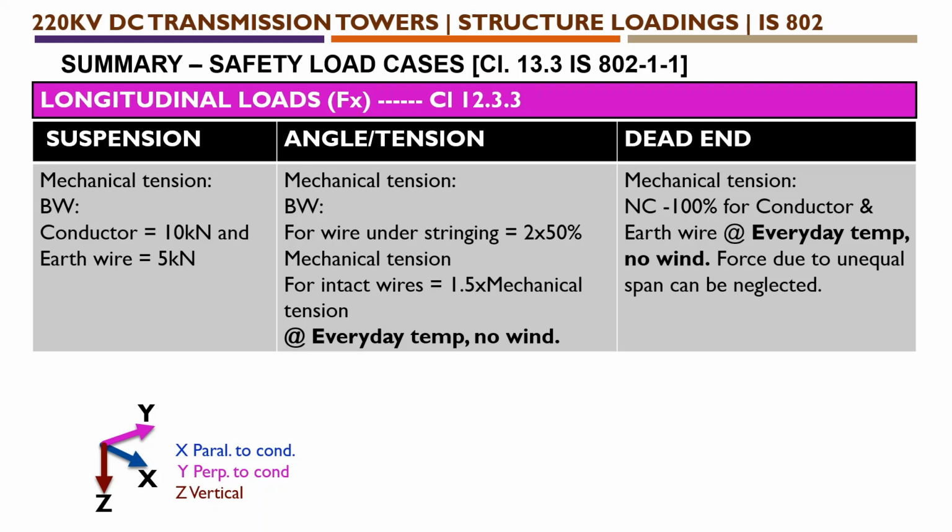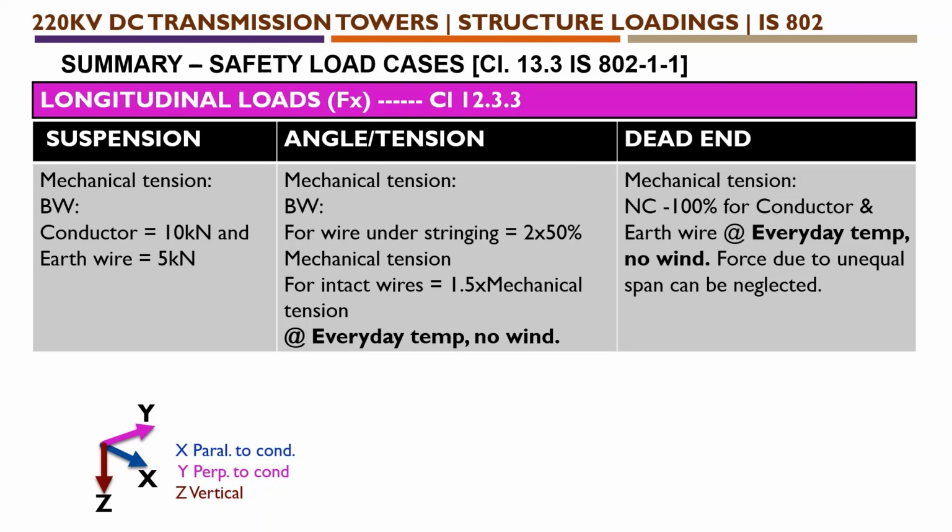When looking into the safety classes, this is applicable as per clause 13.3 of IS 802 part 1 section 1. In that, for longitudinal load we need to refer clause 12.3.3. In this there are 3 categories of load calculation method according to the type of tower. One is for suspension tower, mechanical tension we need to consider for broken wire alone. For that we need to consider the direct value. Say for example for conductor it is 10 kilonewton and for earth wire it is 5 kilonewton.